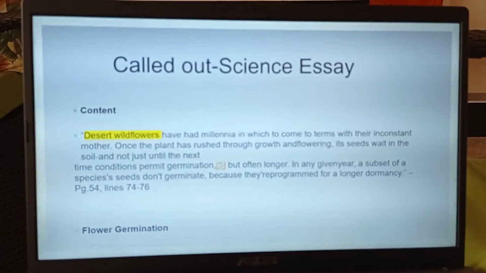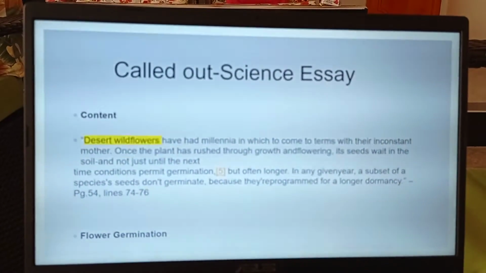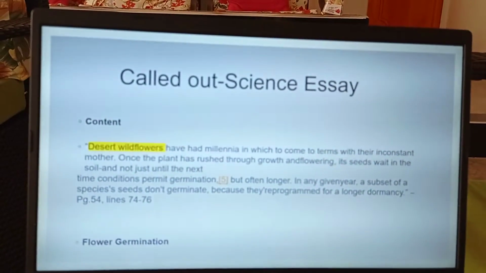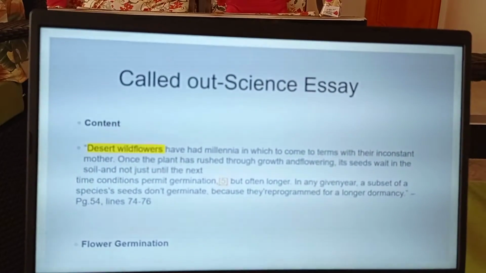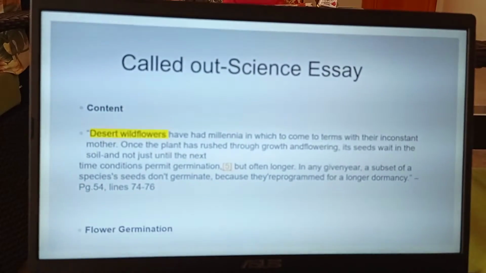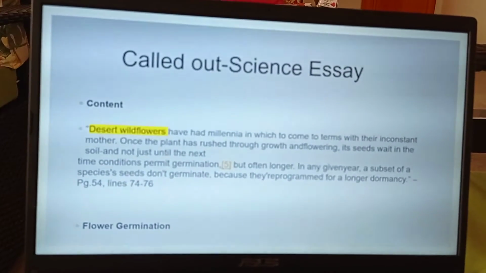The next element to analyze is the content and is found on page 54, lines 74 to 76, and it says, desert wildflowers have had millennia in which to come to terms with their inconstant mother. Once the plant has rushed through growth and flowering, its seeds wait in the soil, and not just until the next time conditions permit germination, but often longer. In any given year, a subset of a species won't germinate, because they are programmed for a longer dormancy.